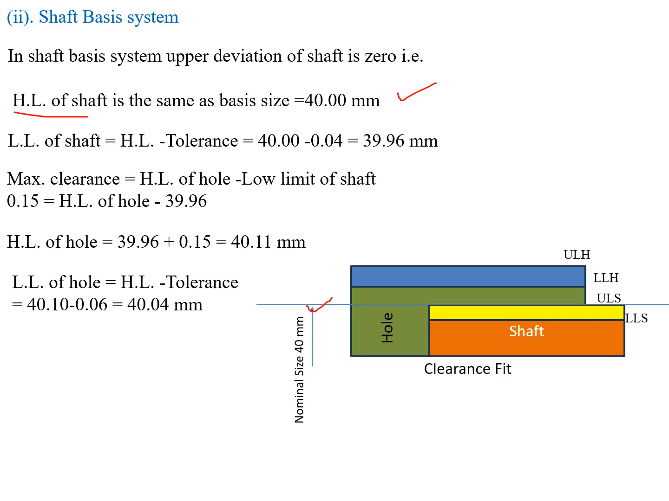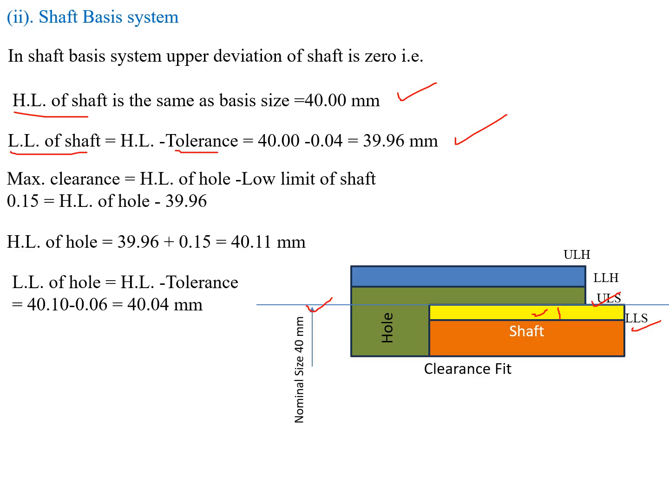Next we determine the lower limit of the shaft, which equals the higher limit of the shaft minus the shaft tolerance. Previously we determined the shaft tolerance, and the value is 0.04 mm. Then the lower limit of the shaft equals the higher limit of the shaft minus the shaft tolerance, which is 40 minus 0.04 mm, that is, 39.96 mm.